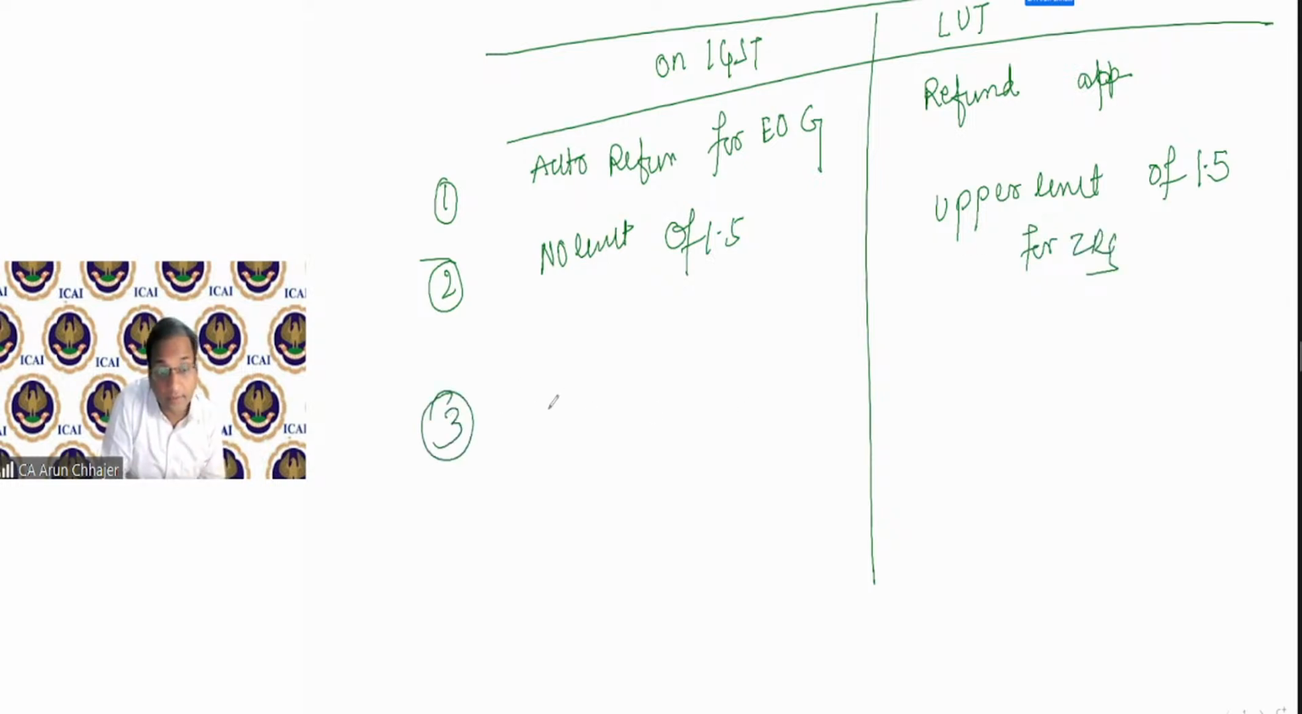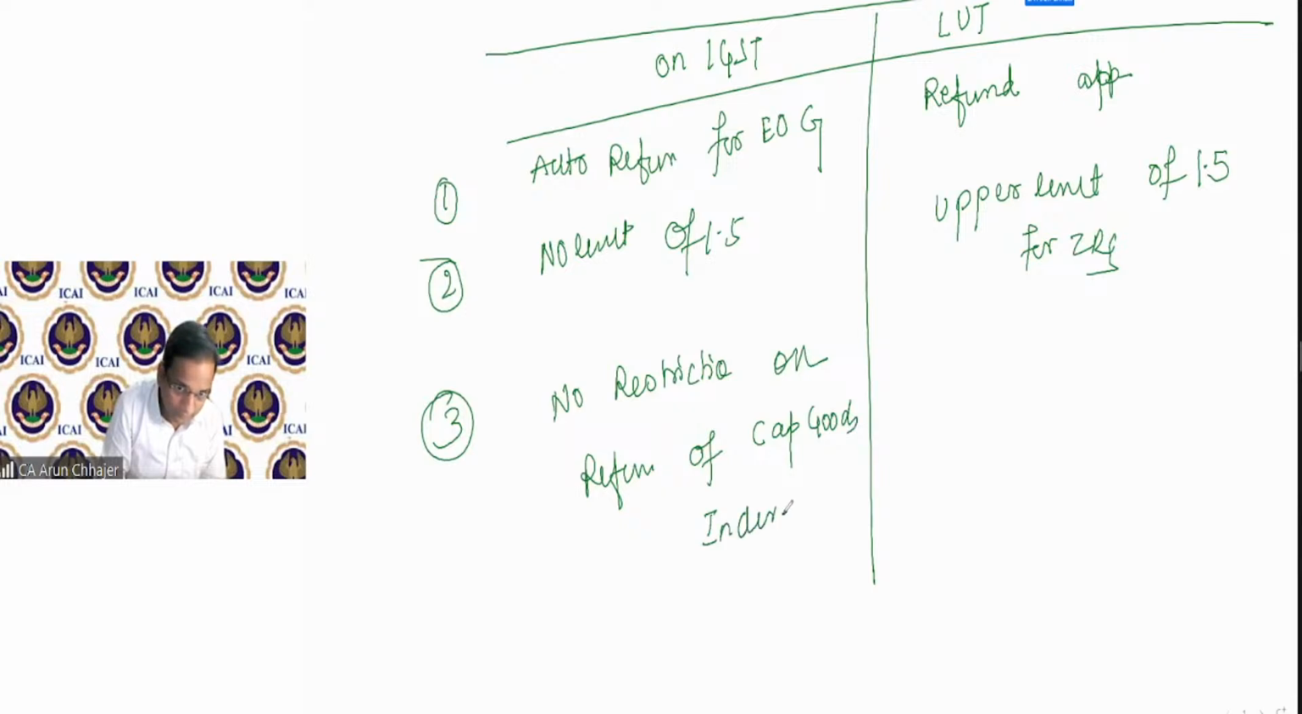Third is no restriction on refund of capital goods indirectly. Here, refund is of input and input service only.